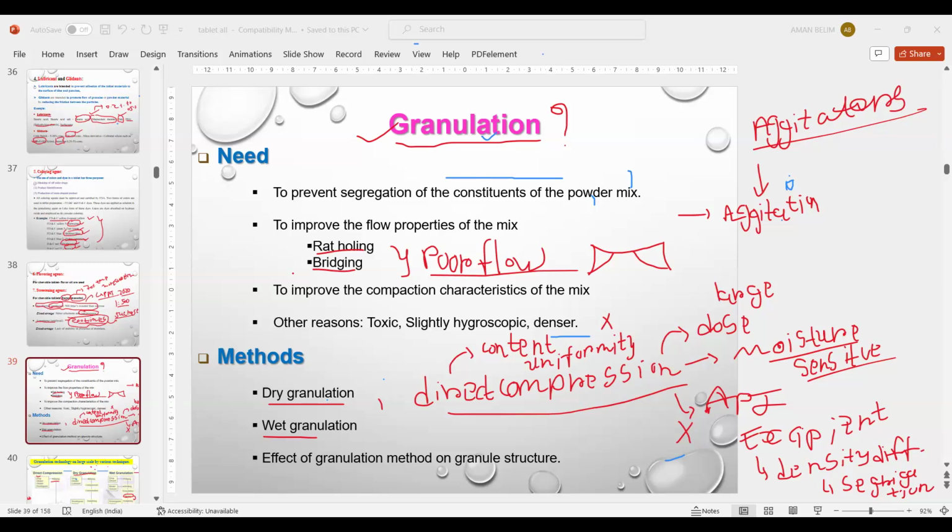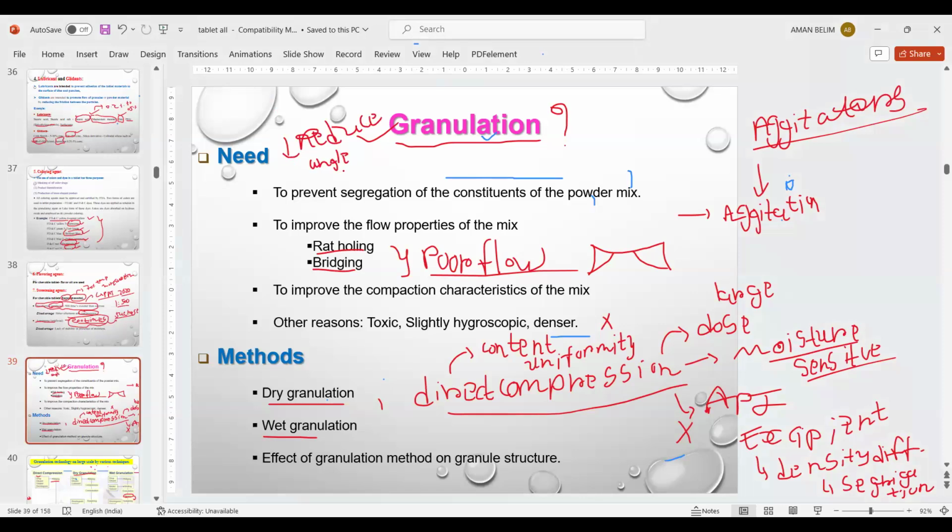Reduce friction between particles. That is the work of a lubricant. That is the difference between them. Lubricant will reduce friction, no doubt. It will reduce friction in the die cavity of your tablet also. That's the work of lubricant. Glidant will reduce your angle of repose.